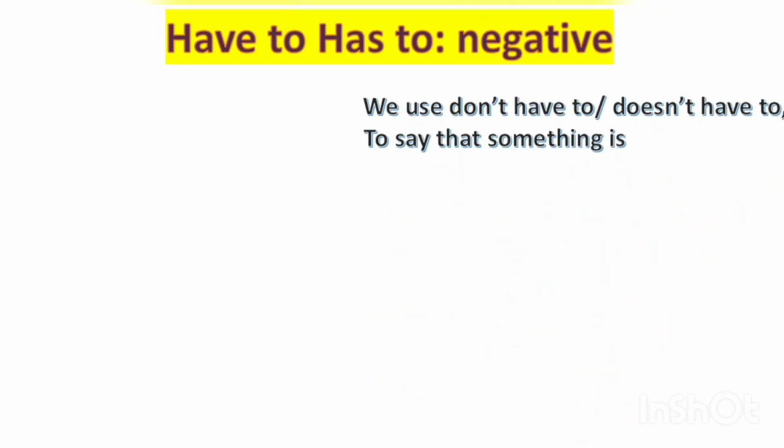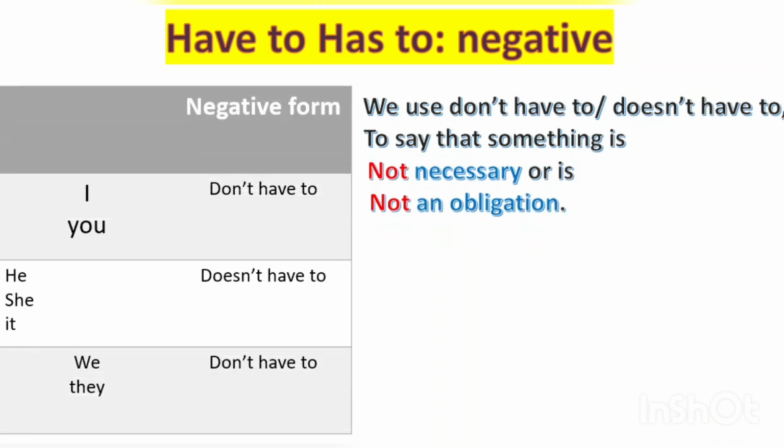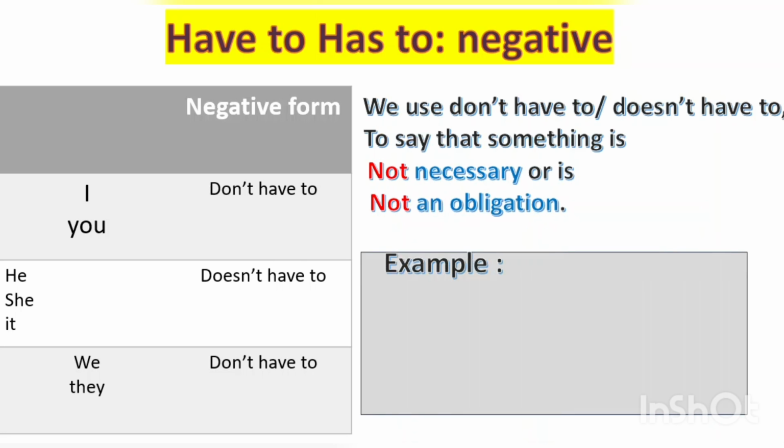Negative form. We use don't have to and doesn't have to to say that something is not necessary or is not an obligation. I don't have to. You don't have to. He doesn't have to. She doesn't have to. It doesn't have to. We don't have to. They don't have to. Example.